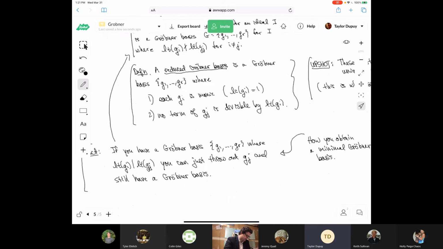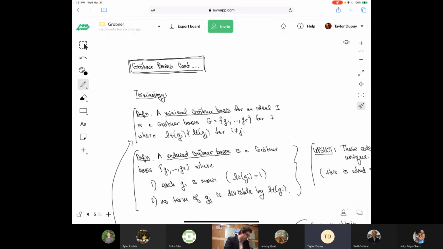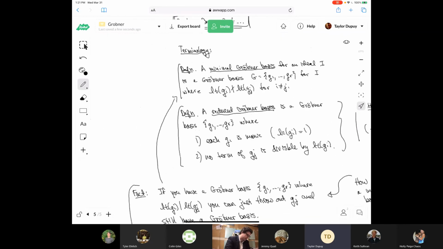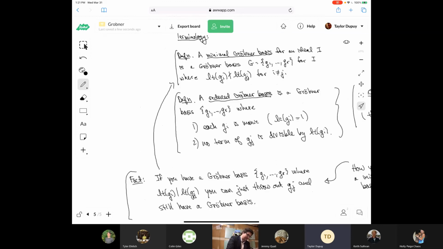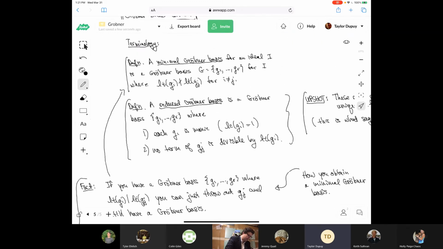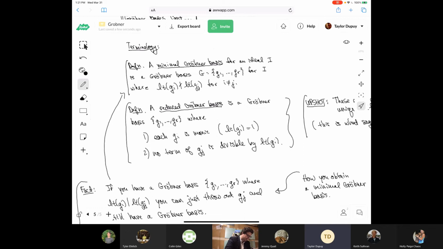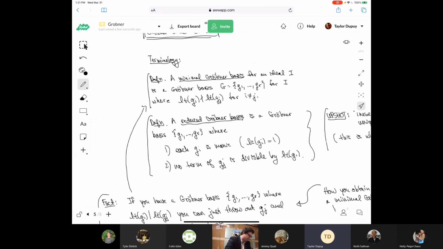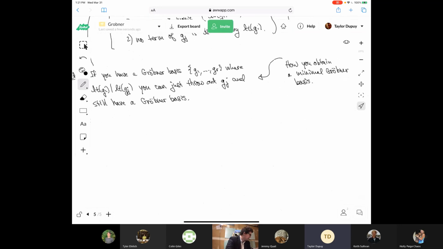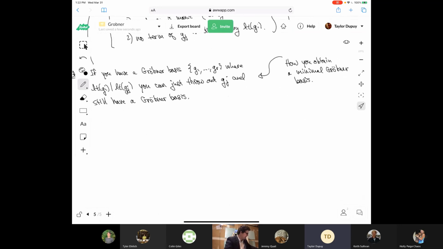All right. So this is the terminology that I owed you about minimal Groebner bases and reduced Groebner bases. I'm thinking about adding some exercises related to this, maybe some other theoretical things. So look out for that.